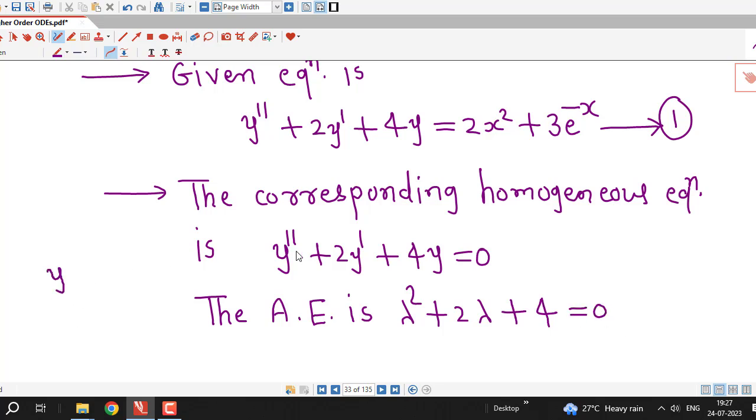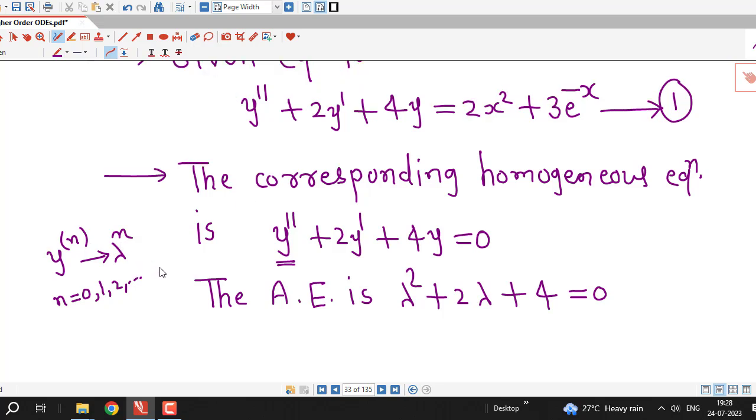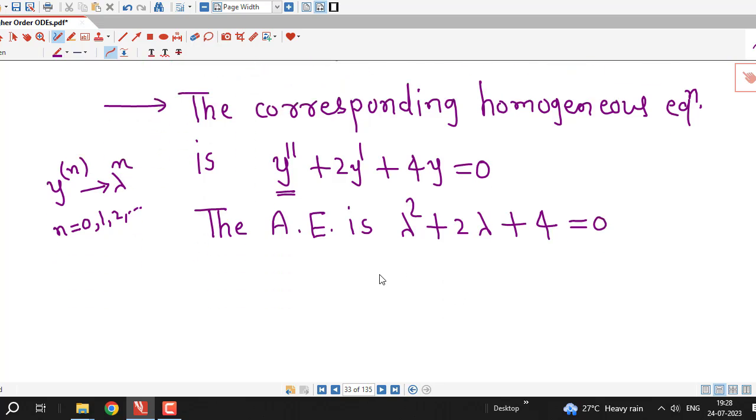We recall that the auxiliary equation can be written by replacing the nth derivative by the nth power of lambda, where n takes the values 0, 1, 2 and so on. That is, y double dash is replaced by lambda square, y dash is replaced by lambda, and y, meaning y raised to 0, is replaced by lambda raised to 0, that is 1. And this is clearly the square of lambda plus 2. No, it is not the square of lambda plus 2. We require 4 lambda for the square of lambda plus 2.